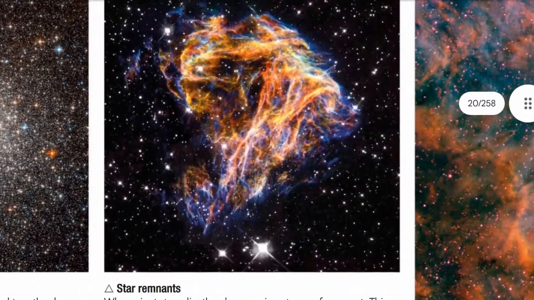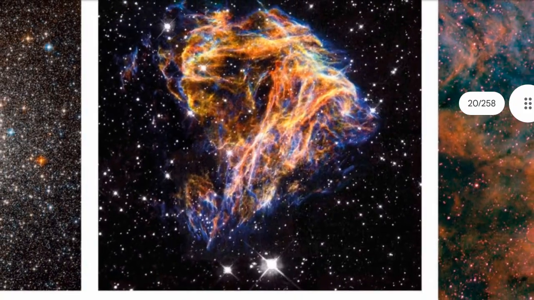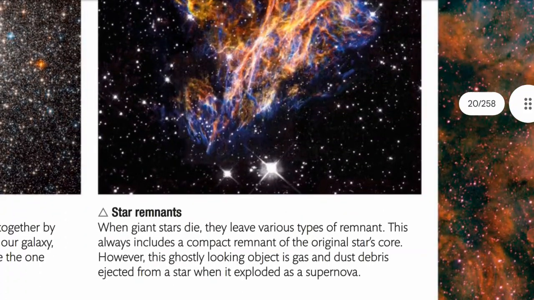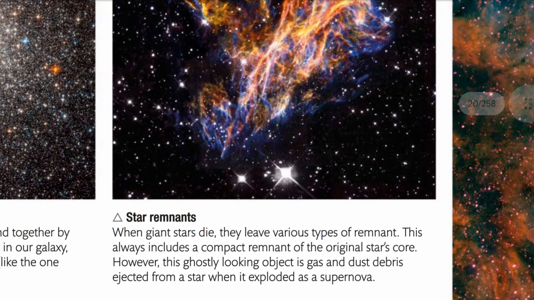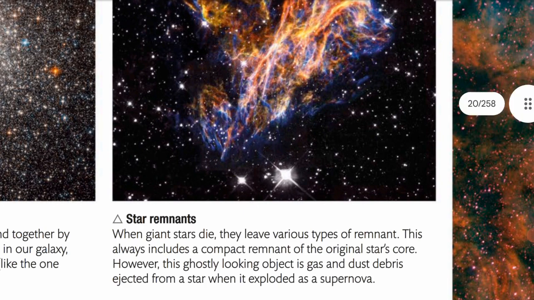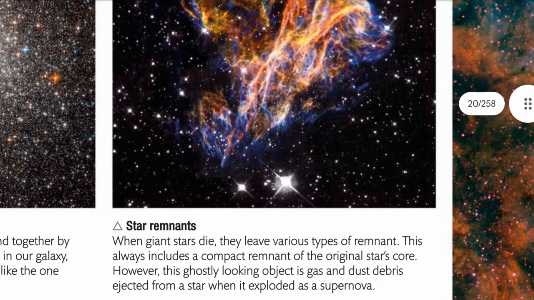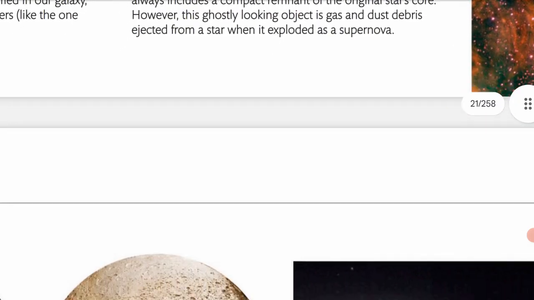Next, we have star remnants. When a giant star dies, it leaves various types of remnants, and this always includes a compact remnant of the original star's core. And this ghostly looking object is the gas and dust debris ejected from the star when it exploded as a supernova.